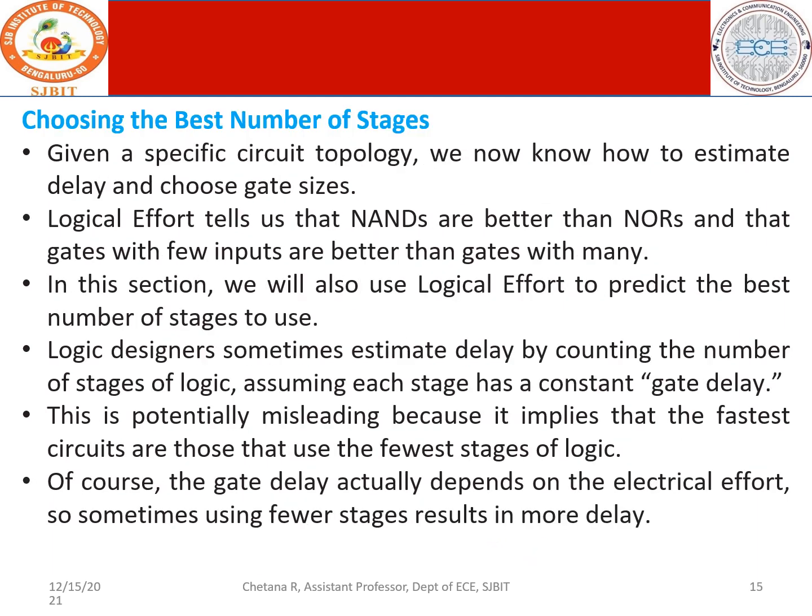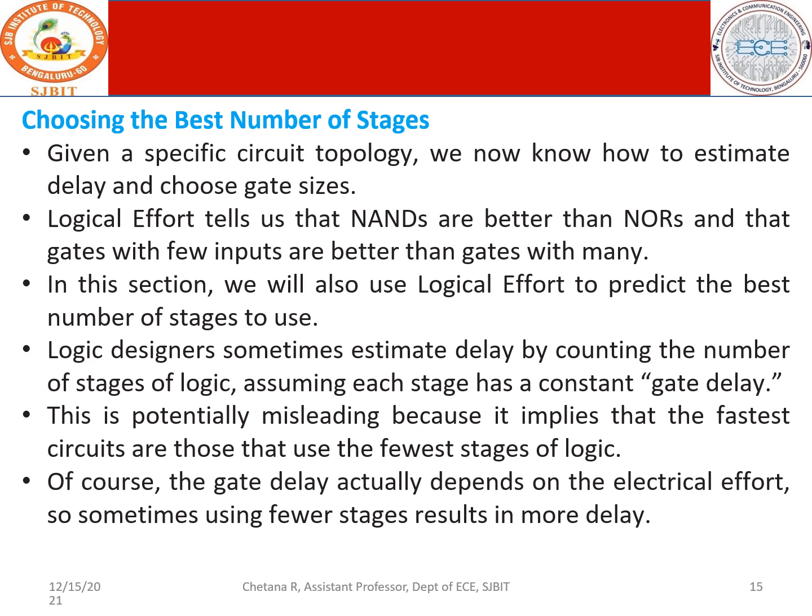Now, how to select how many stages have to be considered. Given a specific circuit, we now know how to estimate the delay and choose the gate sizes. But now we have to understand how many stages have to be considered. Logical effort tells us that NANDs are better than NORs, and that gates with few inputs are better than gates which have many inputs.